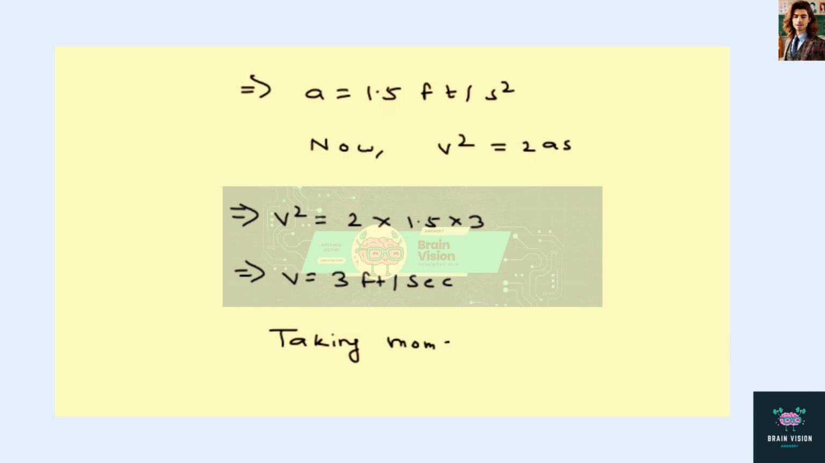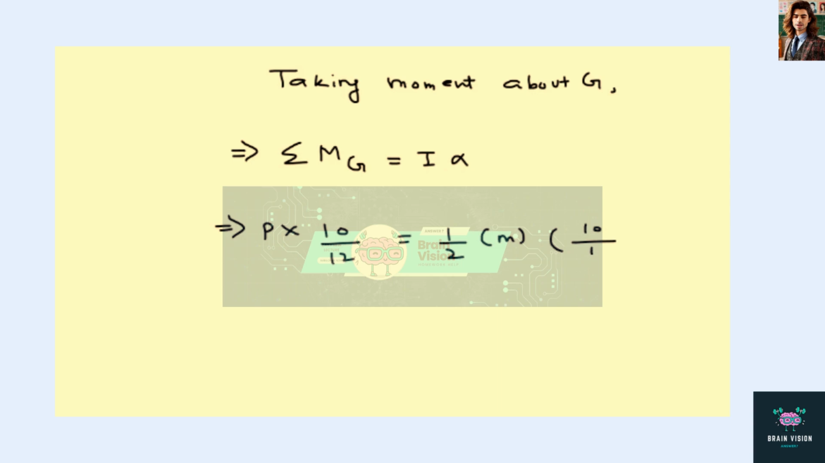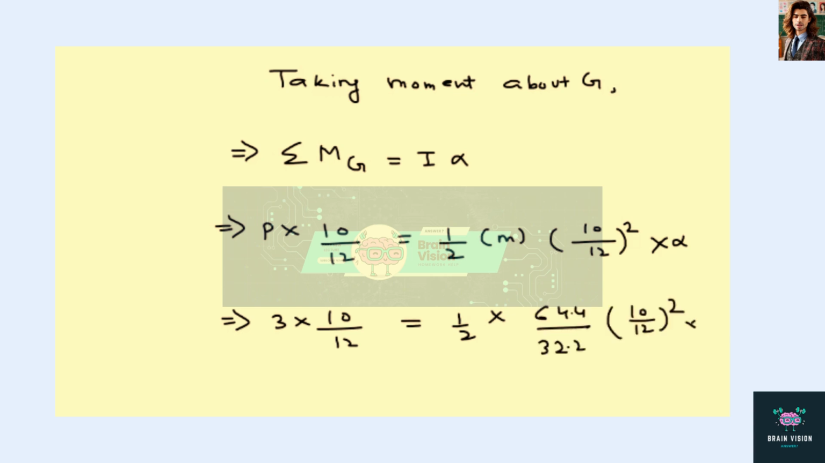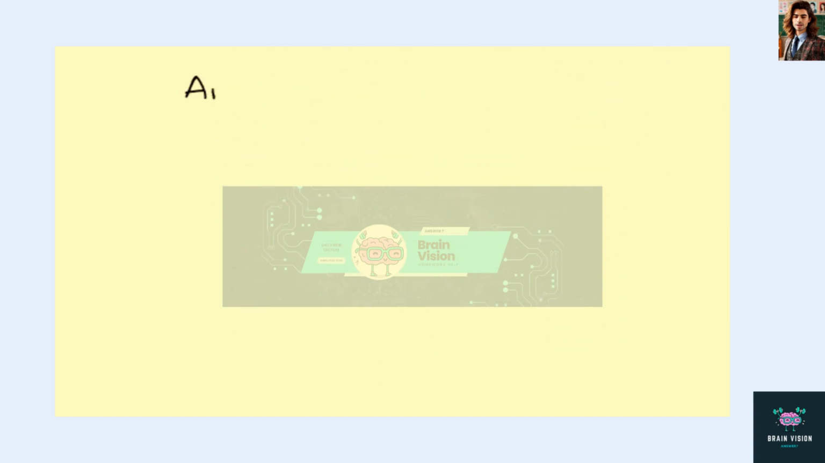Now, taking moment about point Z, just look at it carefully. I can write the equation like this, and on further going it can be written like this. So I will just put all the data here, and on solving this we get this equation, and this is our final equation. On solving this equation we will get the value of alpha. So alpha is coming as 3.6 radians per second squared.